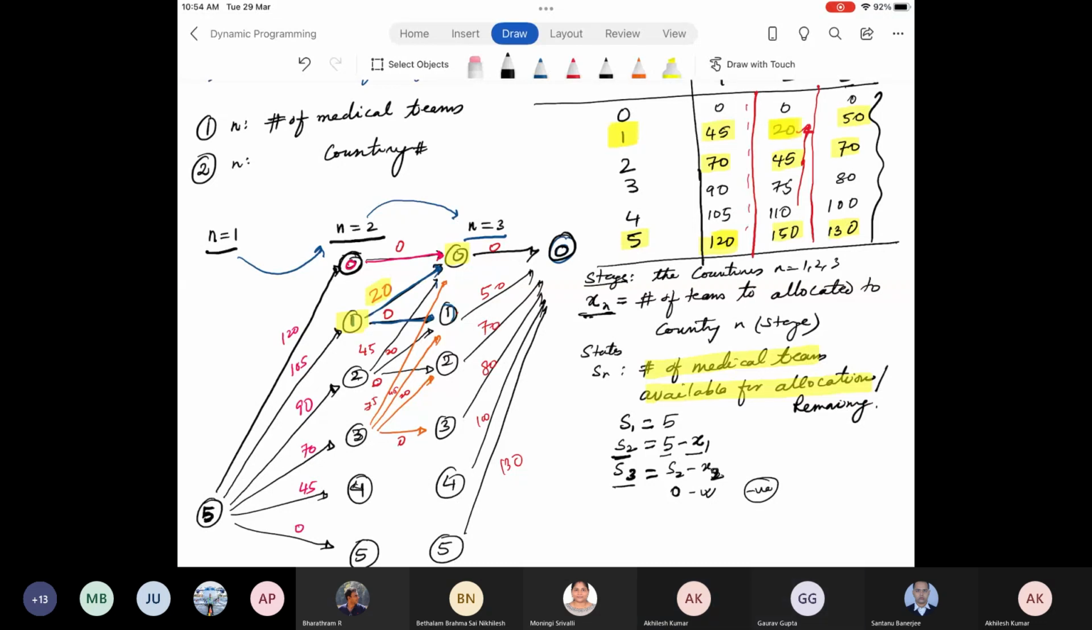Yes, sir. So if I make a decision xn equals 5, it will take me to the start of the next stage, and it will become 0. I have 0 teams available. If I make a decision x1 equals 4, then it will take me to the state where there is only one team left. Make sense? All of you? Okay. Let's take a quick break and then we'll discuss the recursive relationship and then we'll try to solve it.